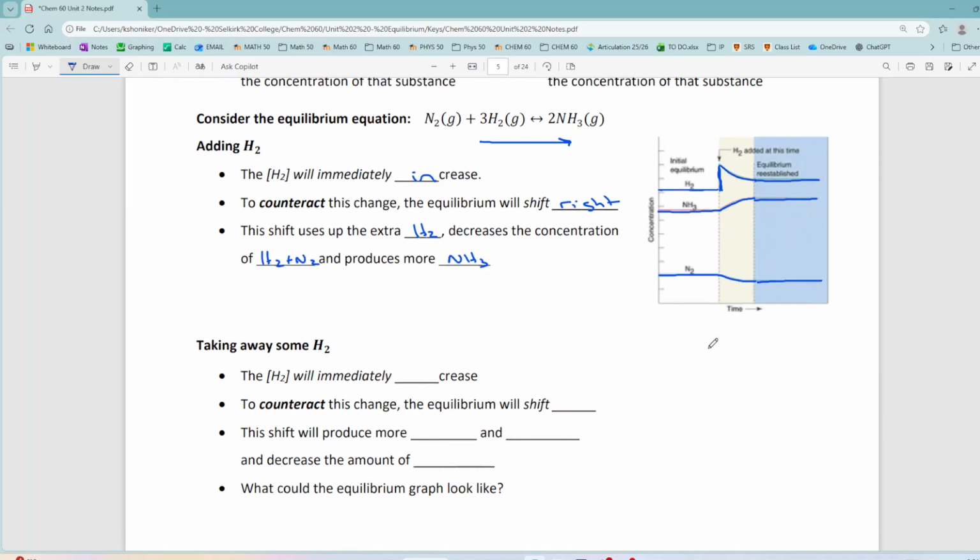Let's look at what happens if you were to take away some hydrogen. So let's say we had hydrogen reacting with something else, and we had the hydrogen leave the system. If the hydrogen was taken away, the concentration of hydrogen would immediately decrease. To counteract this change, the equilibrium would shift which way? If you took away hydrogen, you'd want to make more. So the equilibrium is going to shift left so that you can make more hydrogen. This shift will produce more hydrogen and nitrogen, and decrease the amount of ammonia.